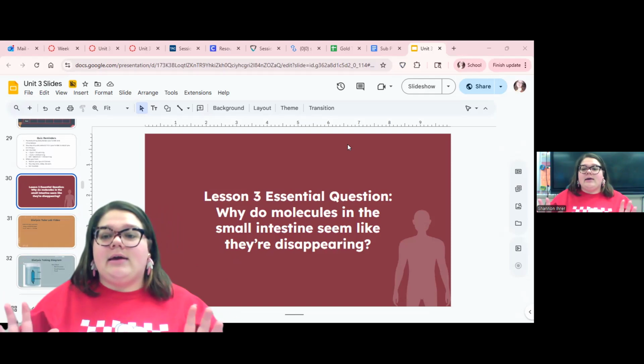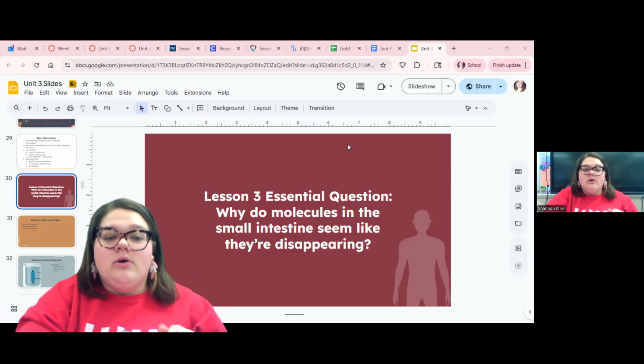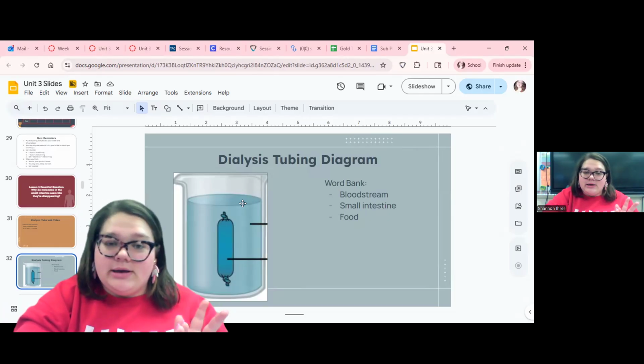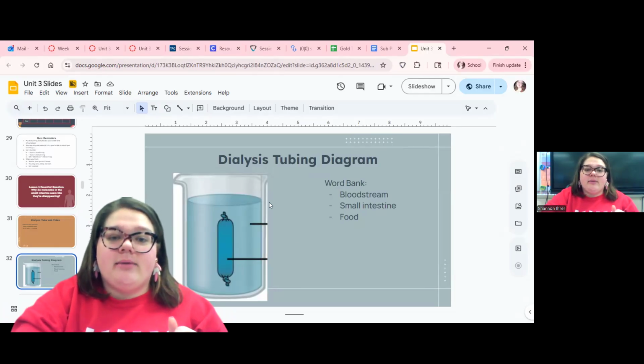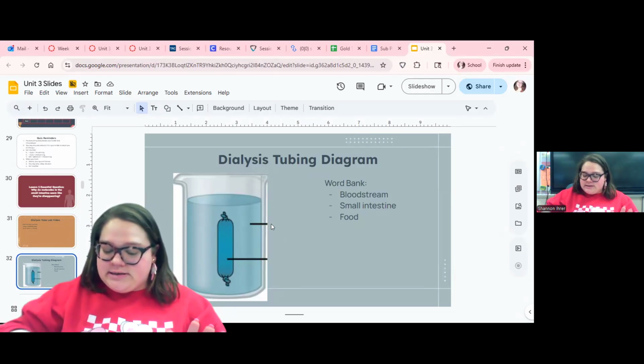Unfortunately, we can't get an actual small intestine in here. We don't have the funds.